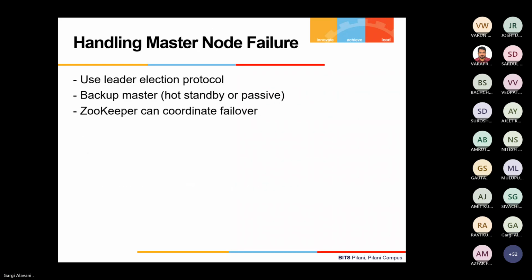So if the master node fails, what can you do? One, you can conduct the election as soon as the master fails, or conduct it before it fails as a backup option. So, leader election protocol: you can have a backup master which is always available on standby, or the ZooKeeper that we discussed can coordinate and decide who is the next master if one master node fails.